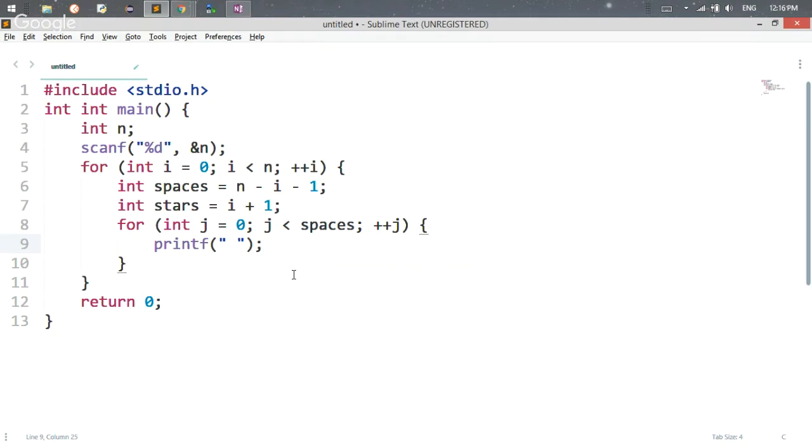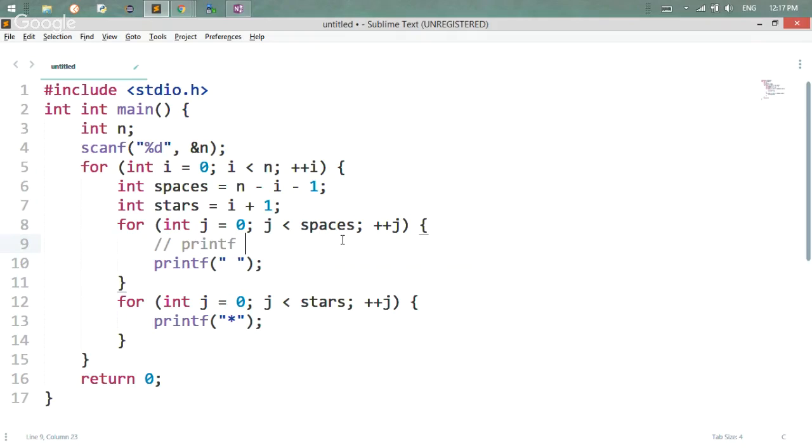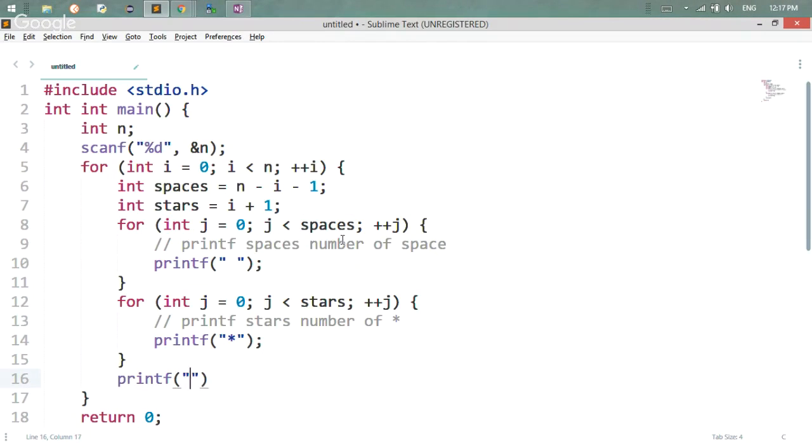Don't worry, guys, this code will be available after the end of the video. Okay, you can download it and keep it. Now, after printing spaces, I will be printing stars, for which I'm using j lesser than stars, and then I'm printing the star. So this loop is for printing spaces number of spaces, and this is for printing stars number of stars. Okay, once this is done, I have completed row number 1. Once I complete row number 1, all I need to do is print a new line.